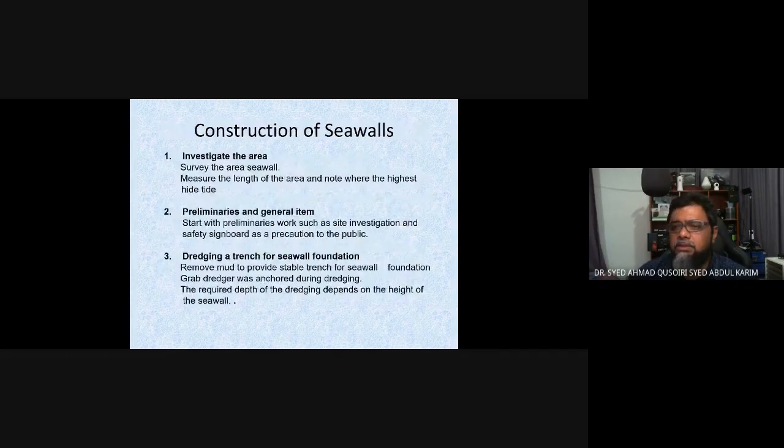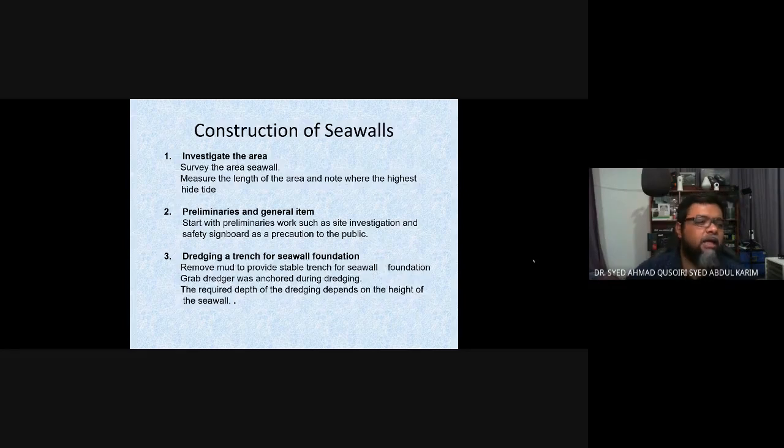So next is the construction of sea walls. Okay. So site investigation as usual, including the observation of high tide, low tide. All the tidal information needs to be acquired and to be analyzed.